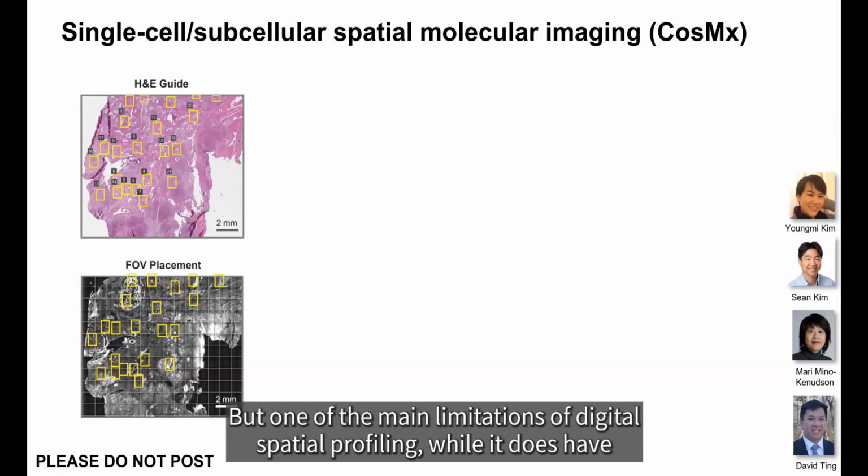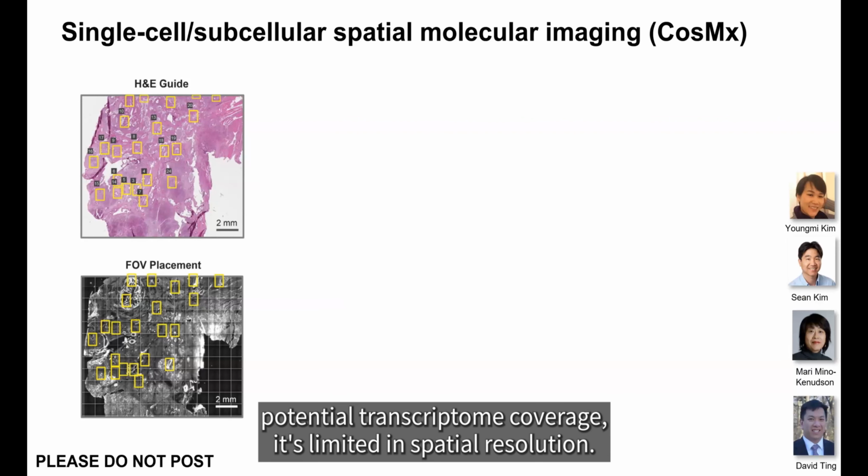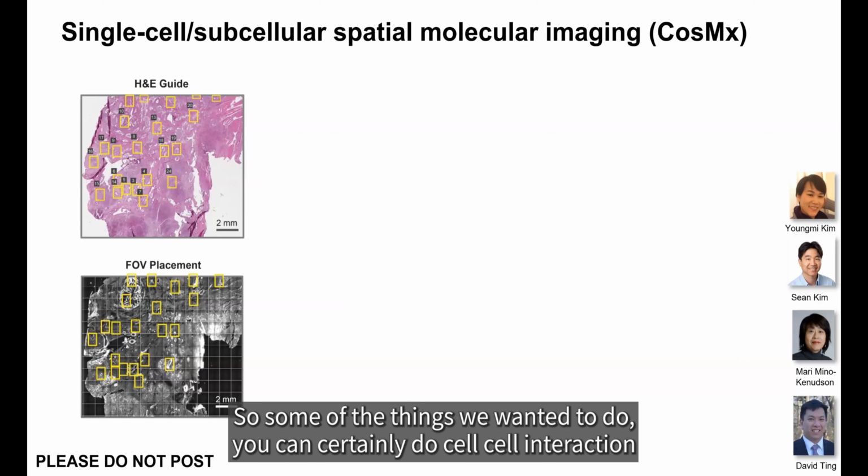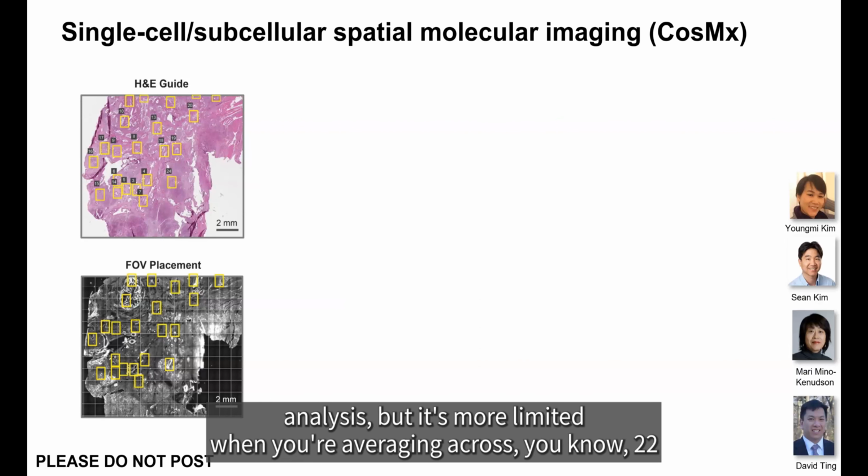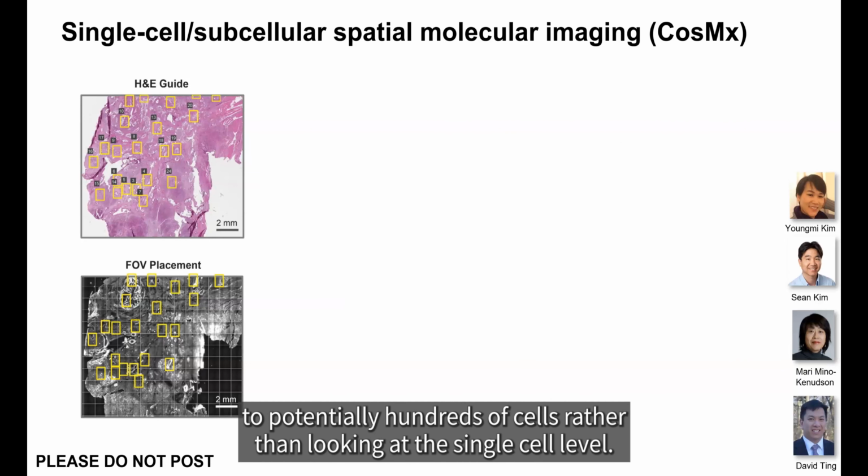But one of the main limitations of digital spatial profiling, while it does have whole transcriptome coverage, is that it's limited in spatial resolution. You can certainly do cell-cell interaction analyses, but it's more limited when you're averaging across 20 to potentially hundreds of cells, rather than looking at the single cell level.